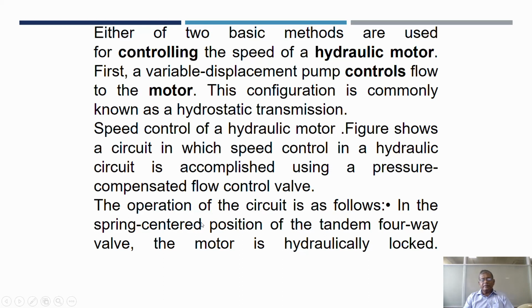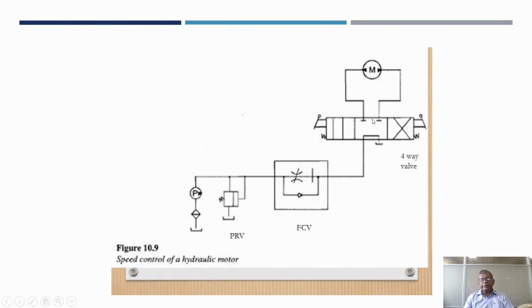In the spring centered position of the tandem four-way valve, the motor is hydraulically locked. Here you can see that the motor is locked, there is no supply. Then in this system, in the hydraulic motor, you have a pump, then pressure relief valve, flow control valve which controls the flow. Based on this flow, you can vary the speed of the motor. You can connect either direction so that the motor can be rotated, either clockwise or counterclockwise, both are possible.